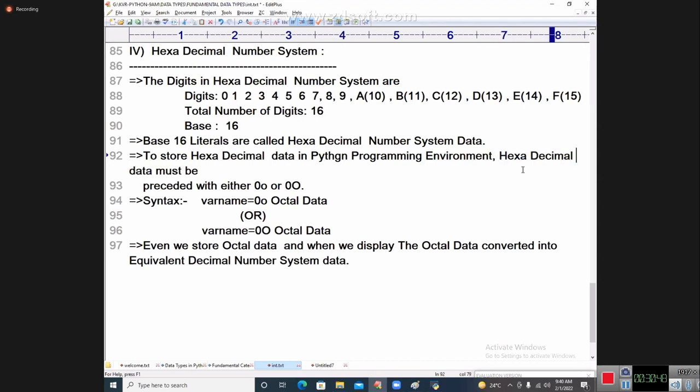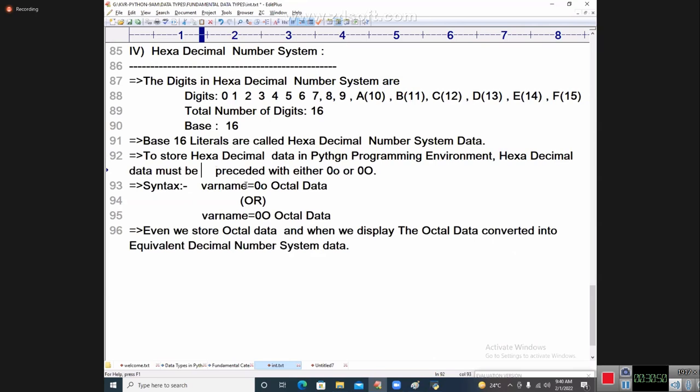hexadecimal data must be preceded with either 0x or 0 capital X. Either small 0x or 0 capital X. Variable name is equal to 0x hexadecimal data, or 0 capital X hexadecimal data.